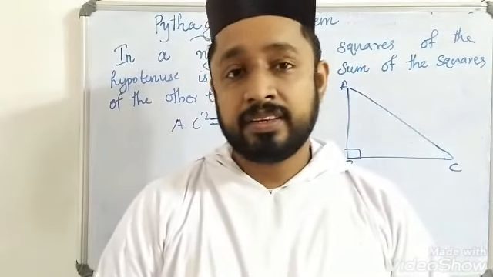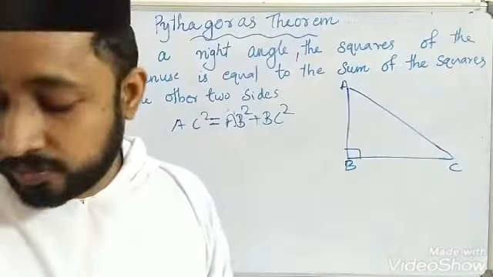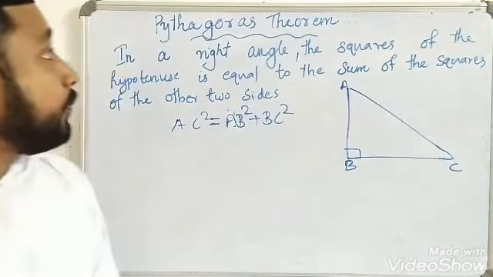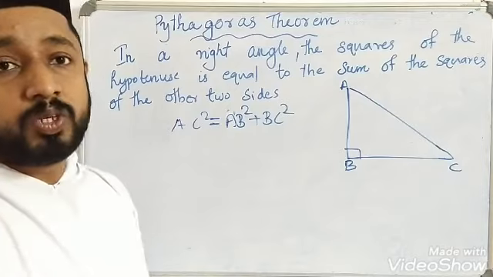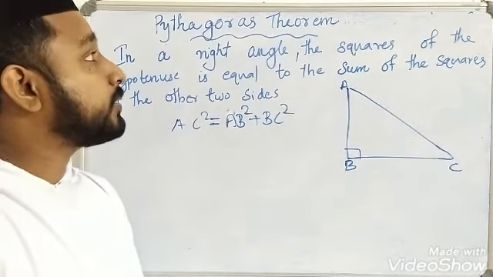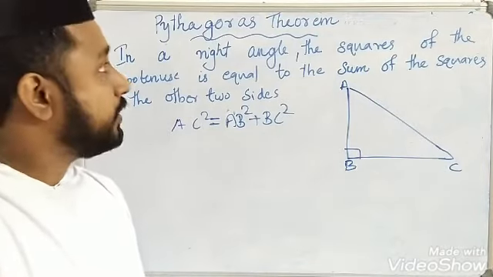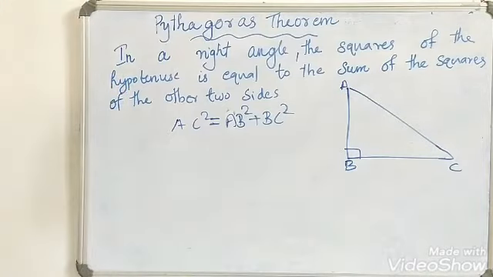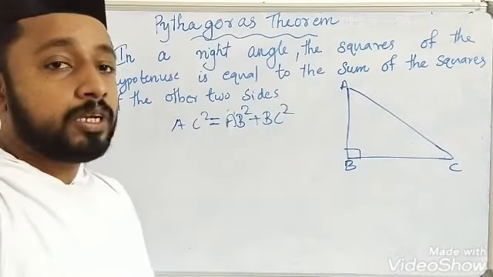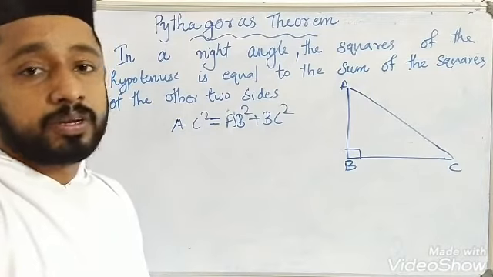In this class, we will study the last portion of our chapter. The topic is Pythagoras theorem. We have studied Pythagoras theorem in previous classes, so we know what it is: hypotenuse square is equal to base square plus altitude square.